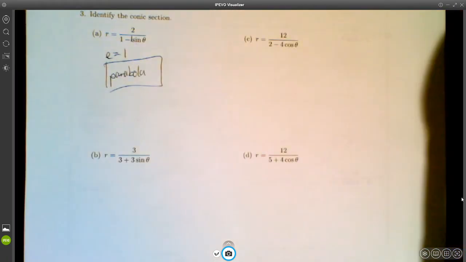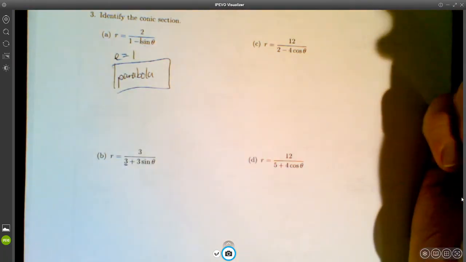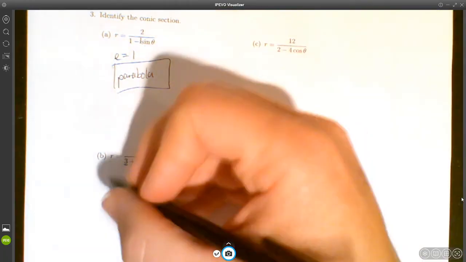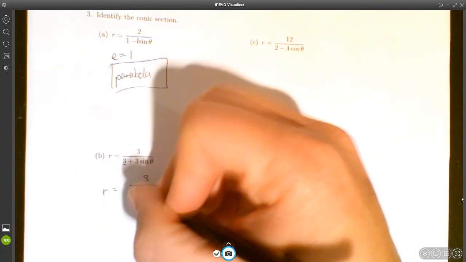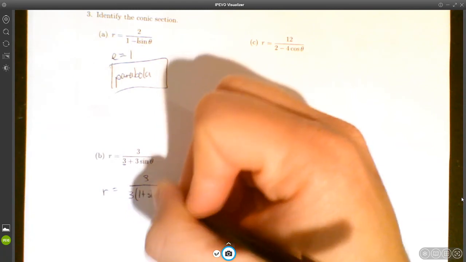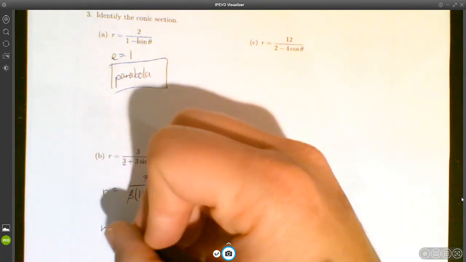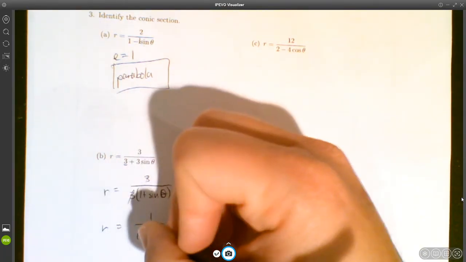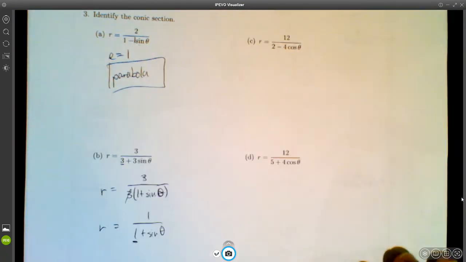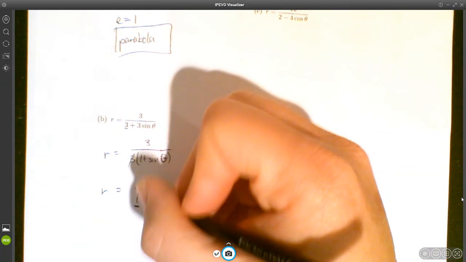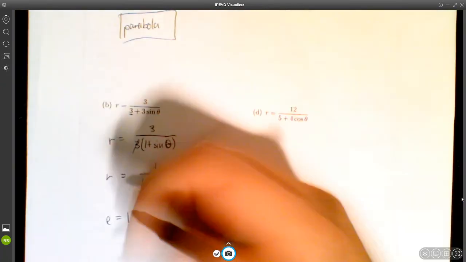For part B, on the other hand, I don't have a 1 in this location. I have a 3. So I have to factor that out. I have to say r equals 3 over 3 times 1 plus sine theta. In this case, it happens to work out that the 3's cancel, so you get r equals 1 over 1 plus sine theta. Now this constant term is a 1, so I can tell that my eccentricity is the coefficient here, which is just 1. So e equals 1. Again, this is a parabola.